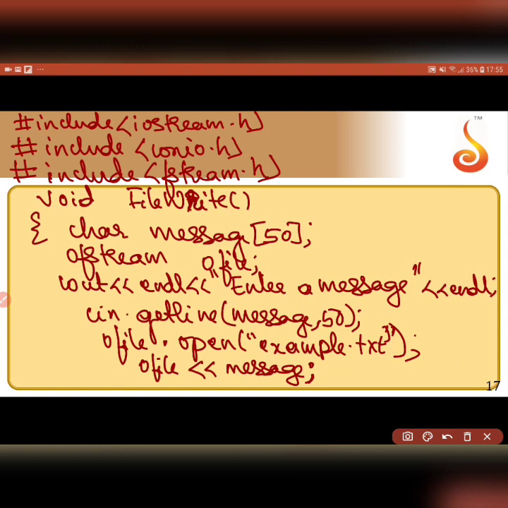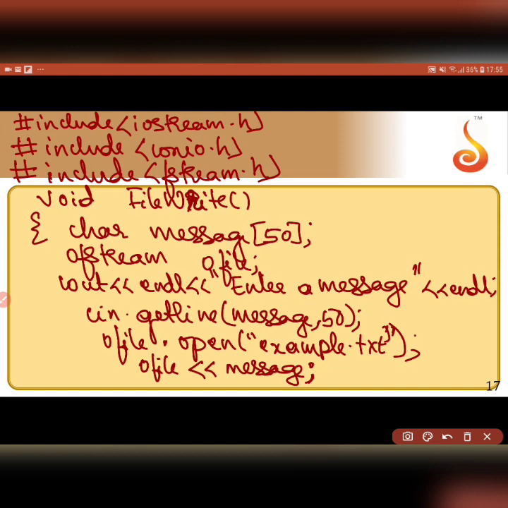So whatever the user has entered would be stored in the variable message. Then I am opening a file to write. The name of the file is example.txt. If the file is already there, it will open. Otherwise, it will create a new file and open it.